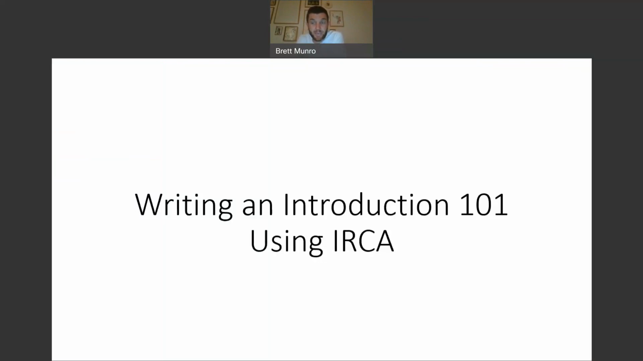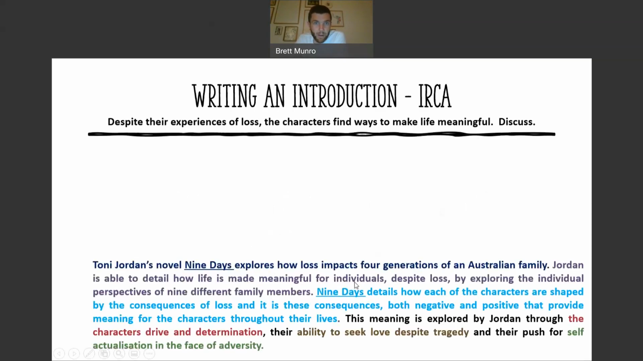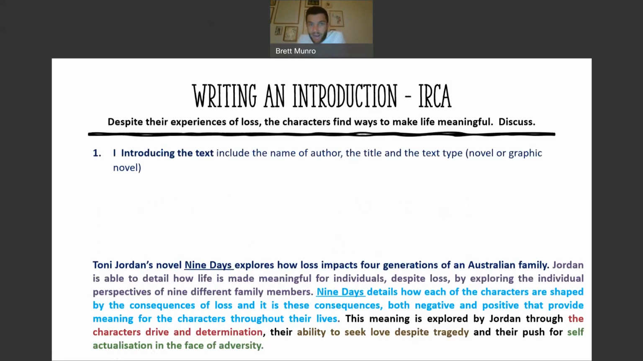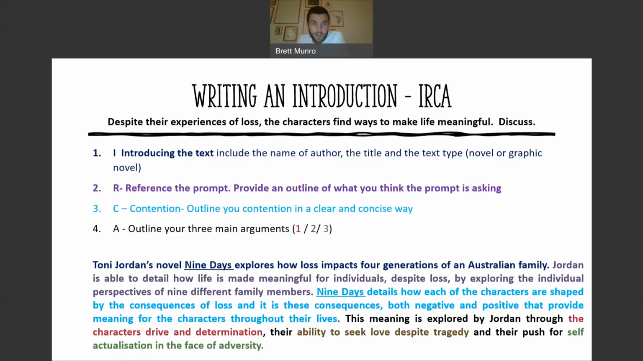This is going to help you understand the structure that goes into an introduction and the things that you're going to need, essentially the bits of the puzzle that go towards actually writing an introduction. Essentially, we're going to need 4 bits of the puzzle to form the introduction, and they are represented by the 4 letters or the 4 words of IRCA, which is an acronym that stands for introducing the text, reference the prompt, contention, and outlining your 3 main arguments.